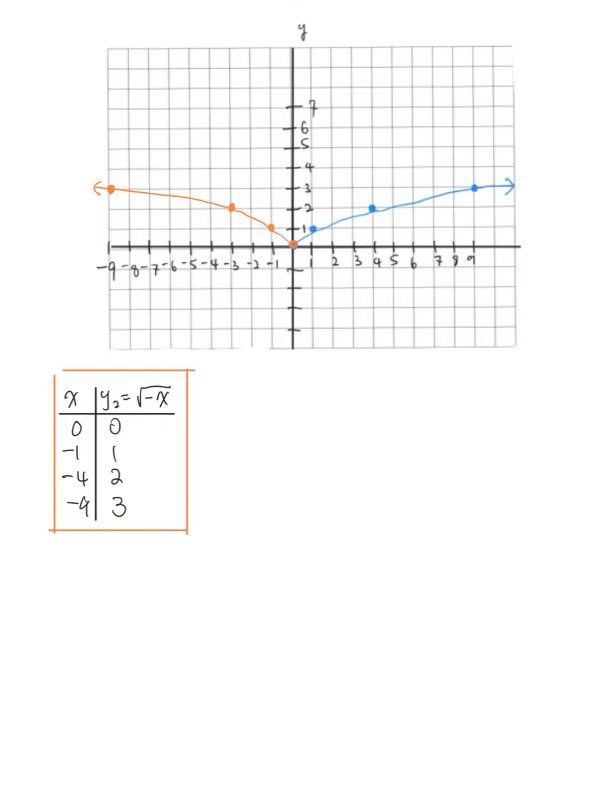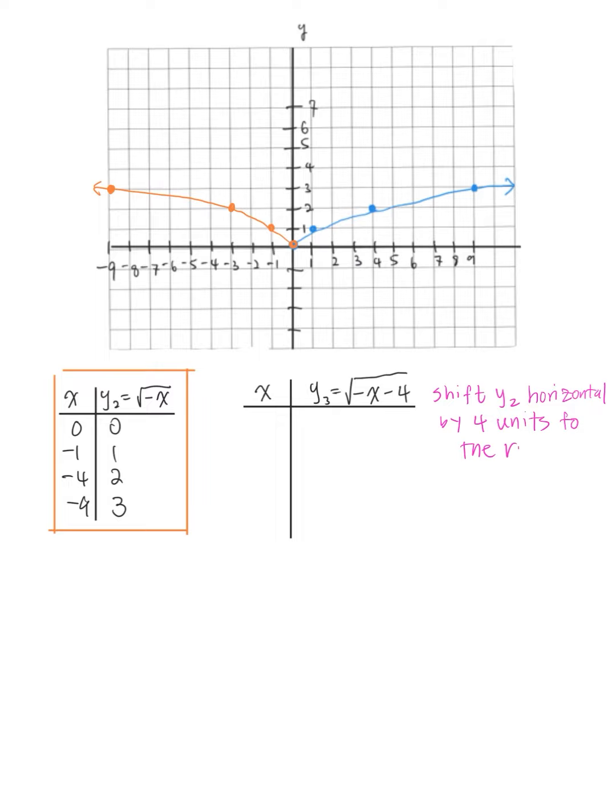So for our y sub 3, let me just write the chart. So y sub 3 is going to be our final graph. So this portion was the square root of negative x and then minus 4. So the operation was we have to shift y sub 2 horizontally by 4 units to the right.